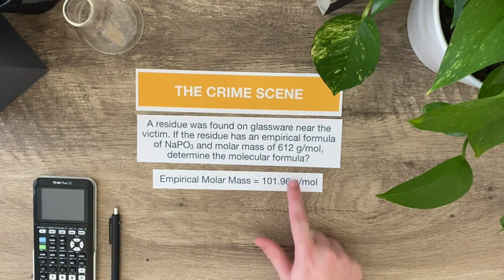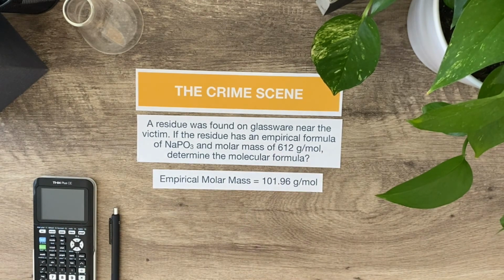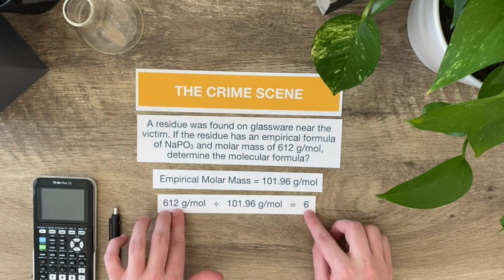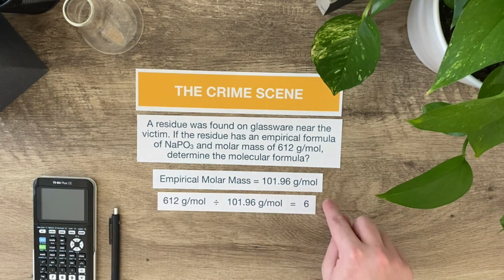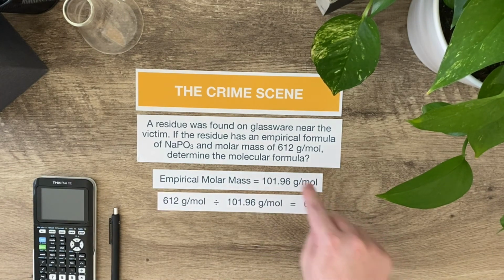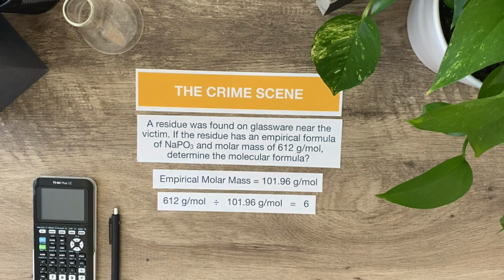To compare it, I'm just going to take 612 and divide it by 101.96, and I get 6, which means that's the common factor. So it is 6 times the empirical formula, which means that it's Na6P6O18. That's how we can use percent composition to determine unknowns and to convert an empirical formula and a molar mass to a molecular formula.